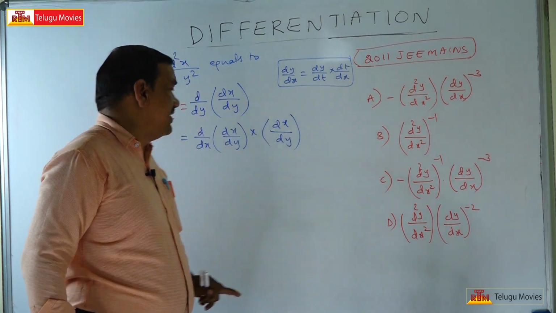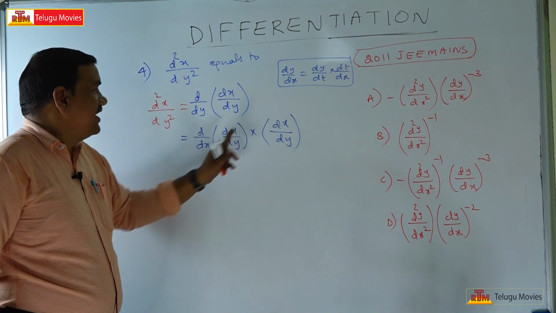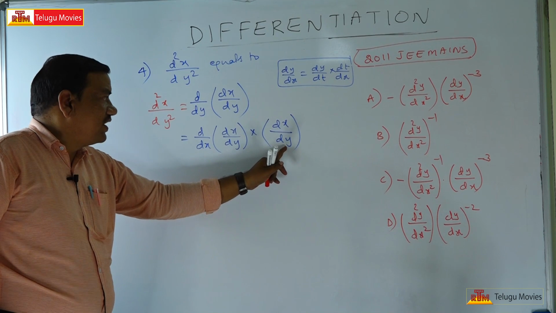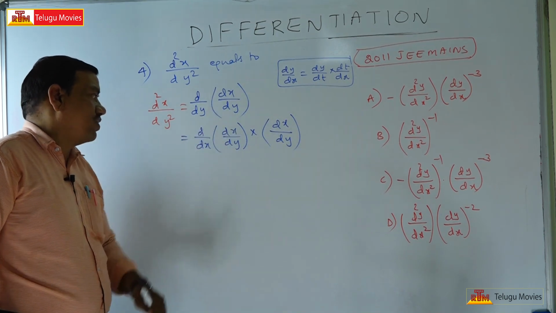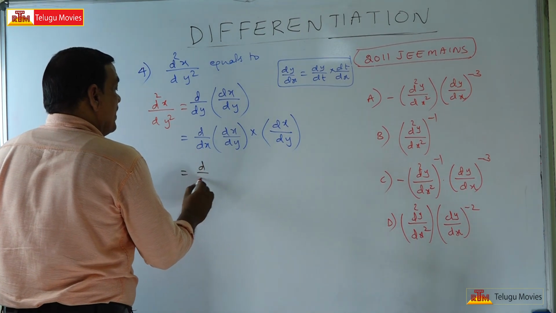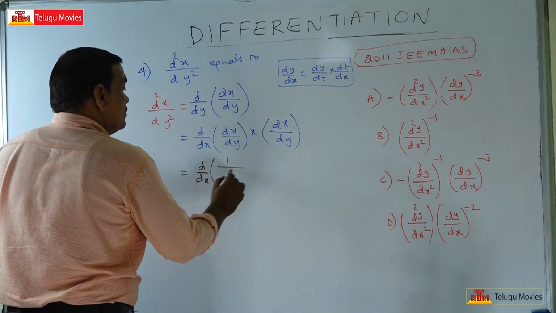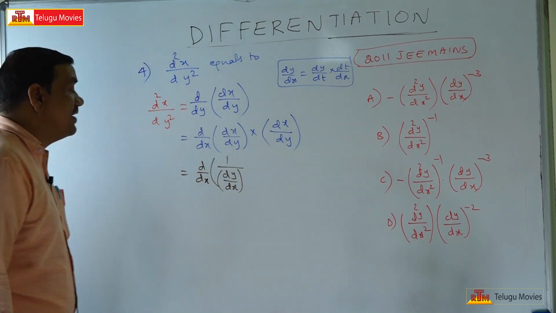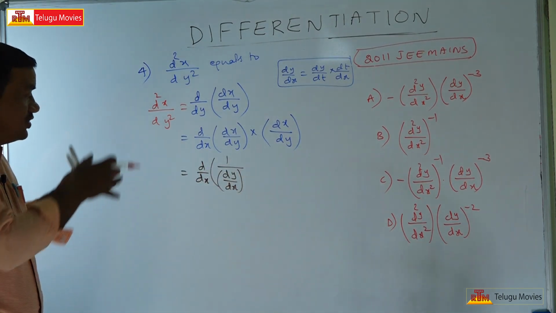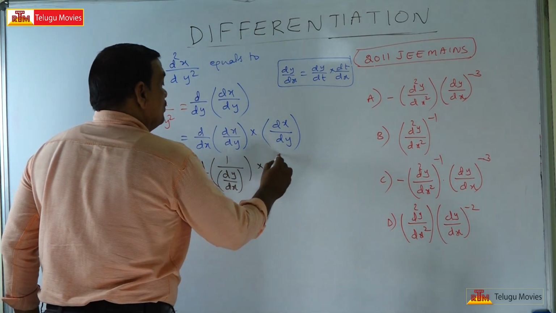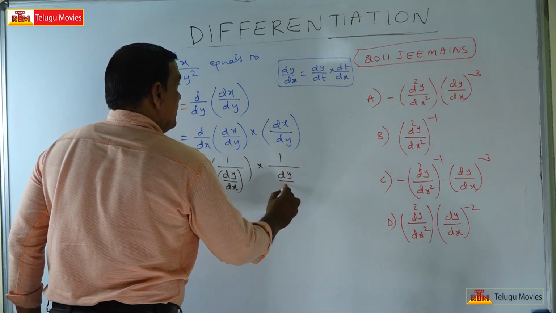So, therefore, dy by dx. Here also dx same. Therefore, you will get d by dy of this quantity. So, this is equal to d by dx of 1 by dy by dx. That means d by dx of 1 by dy by dx, into this is 1 by dy by dx.